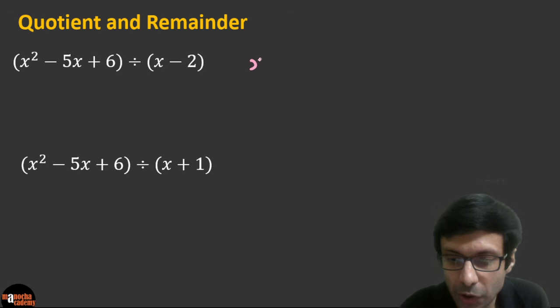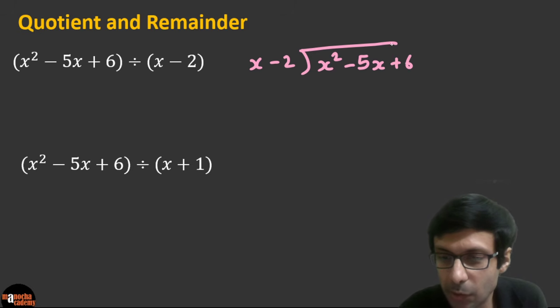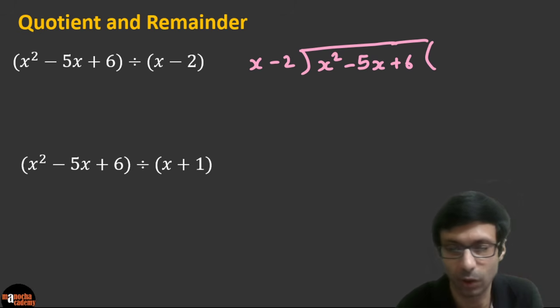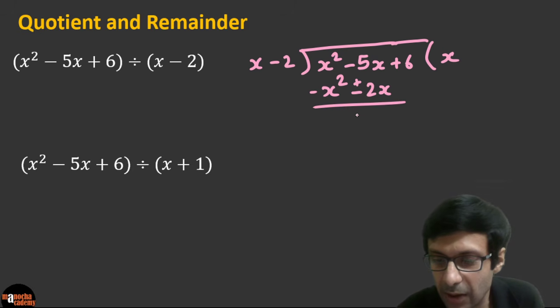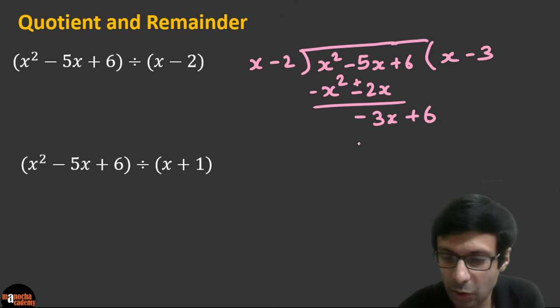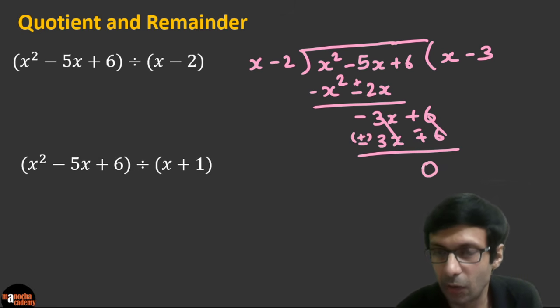So we are going to divide this polynomial x squared minus 5x plus 6 by x minus 2. Let's do this division really quickly. We'll get x squared minus 2x here, right? And then the sign changes. So you're basically going to get minus 3x plus 6 here. And so that's going to be x minus 3, right? And so we'll get minus 3x plus 6. So again, the sign will change. And so this will cancel and we get a remainder of 0.